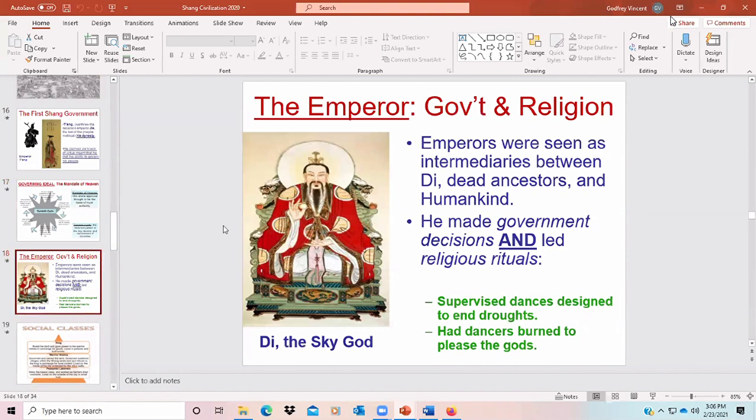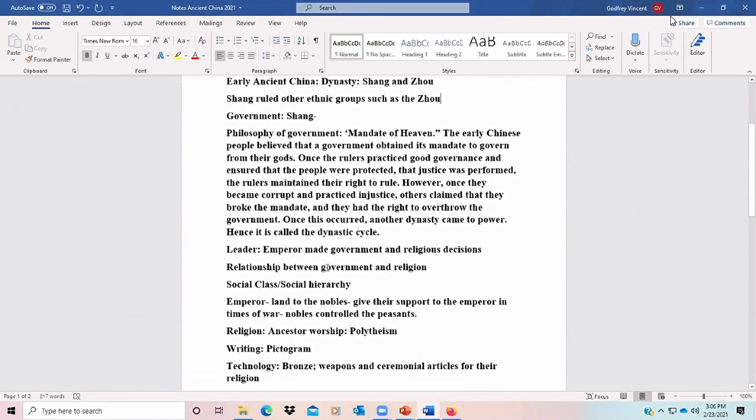So let's go back to the Shang. The Shang emperors were seen as intermediaries between the Di, their ancestors, and humankind. The Di is their God. So we can establish that there's a relationship between government and religion. So the emperor made government and religious decisions. Where did we see that happening? Which civilization where the ruler made government and religious decisions? Anyone? We saw that in ancient Egypt, where the Pharaoh was the leader of the government and the Pharaoh was the leader of the religion. So we saw that.